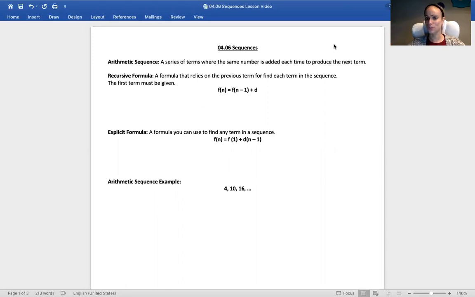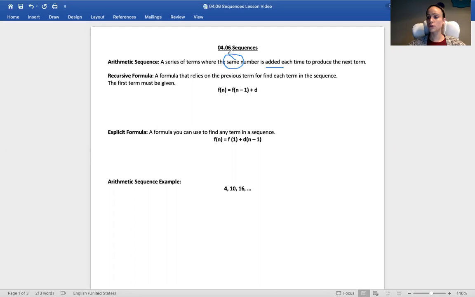All right, let's just go ahead and jump right into our video lesson this week on 0406 sequences. We're going to start with arithmetic sequences. So an arithmetic sequence is a series of terms where the same number is added each time to produce the next term. So that is the key. In looking at a sequence, it is classified as arithmetic if you are adding an integer, so that could be a positive number or a negative number. And another key fact is it says it's the same term. So that right there is why we call it a common difference, because it needs to be constant.